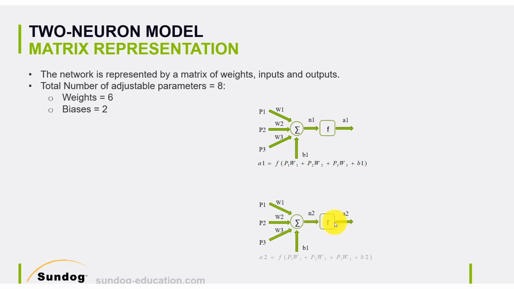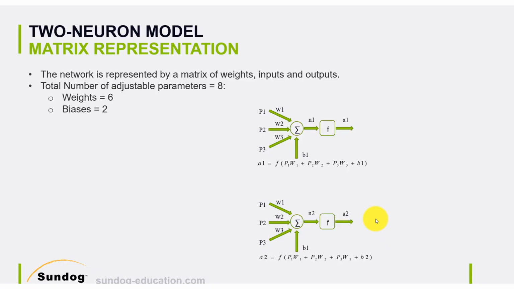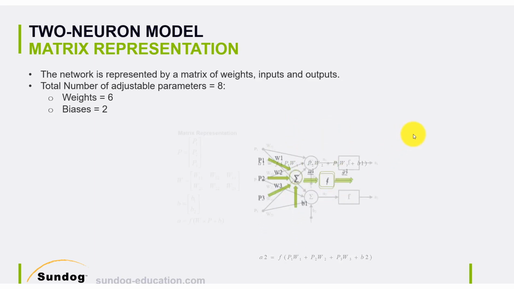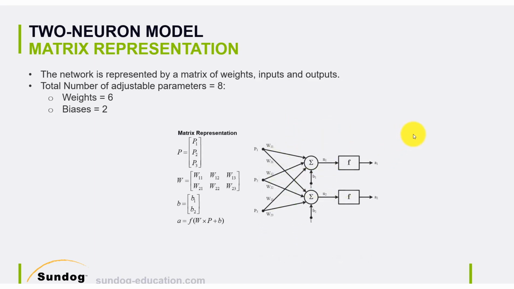Okay, let's get another neuron. It's exactly the same. We use the exact same inputs, P1, P2, P3, and the output is going to be A2. So these are two neurons separately. What we want to do is combine them together and build our first two neuron model. Since the inputs P1, P2, P3 are common, if we combine them, we generate the two neuron model.